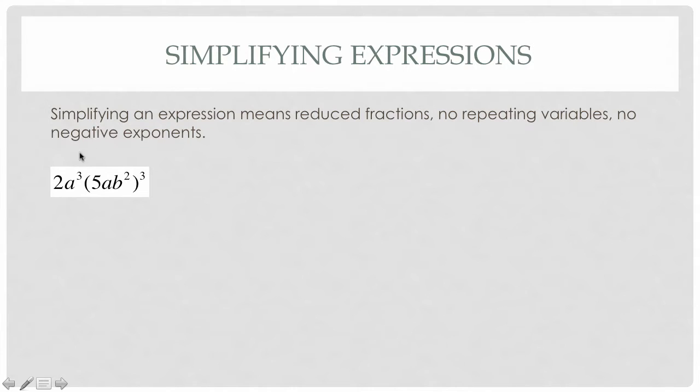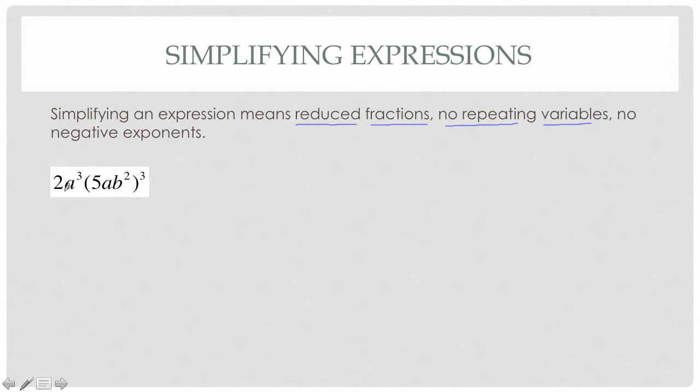Okay, so let's start with this one. I have 2 times a to the third times 5ab squared all to the third power, and I want to simplify it down as much as possible. Simplifying means I want to reduce any fractions.